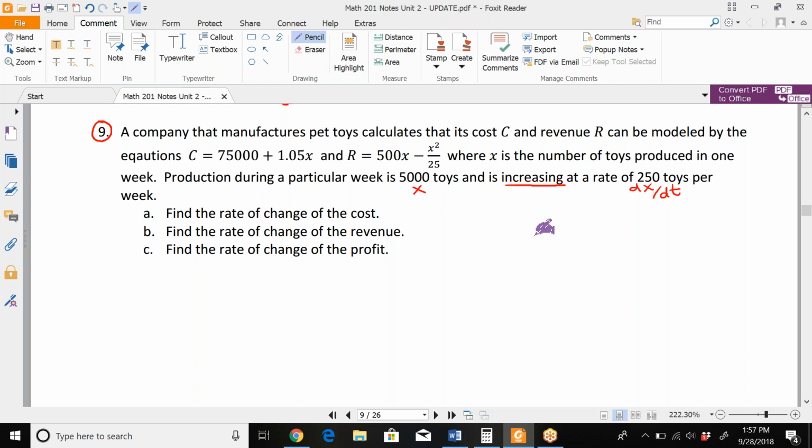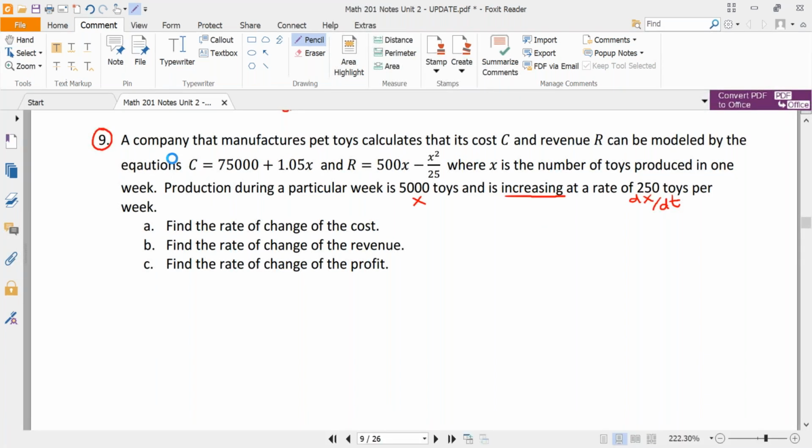To find the rate of change of cost, we need dC/dt, that's essentially what we're solving for. So we're taking the derivative of this first function with respect to t. For part A, the derivative of 75,000 is 0, and then the derivative of 1.05x is 1.05. Because it's not t, though, we're going to get a dx/dt.